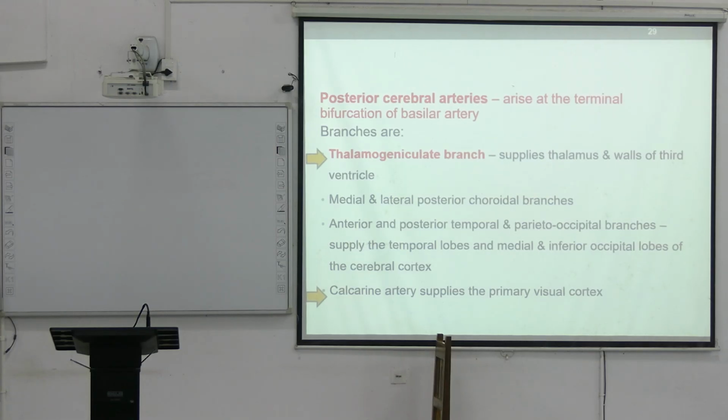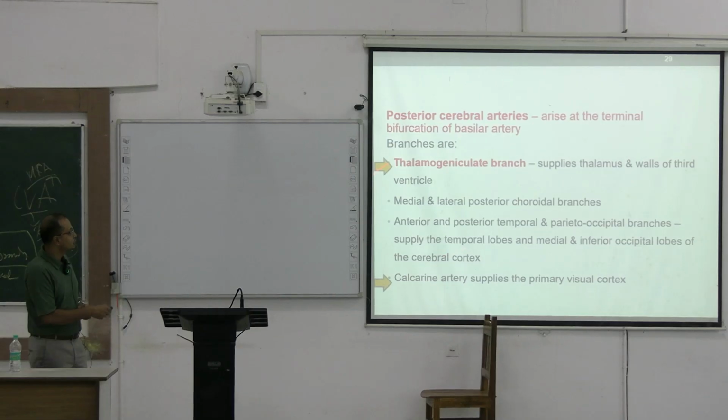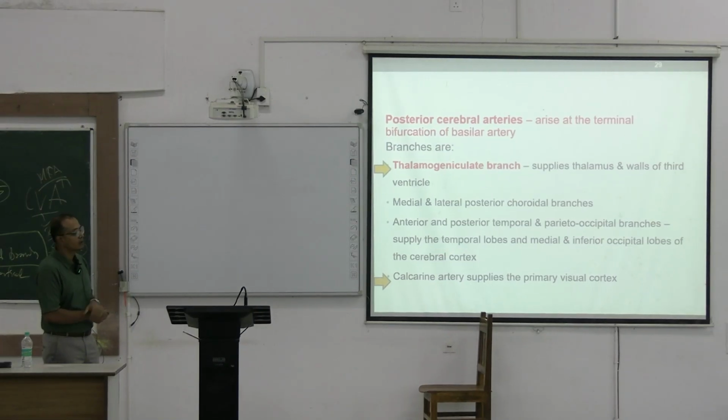This thalamo-geniculate branch, which is coming principally from the posterior cerebral artery, supplies the thalamus and the geniculate body. The rest, the part related to the deeper structures, the basal ganglia and internal capsule, is largely supplied by the middle cerebral artery and anterior cerebral artery.